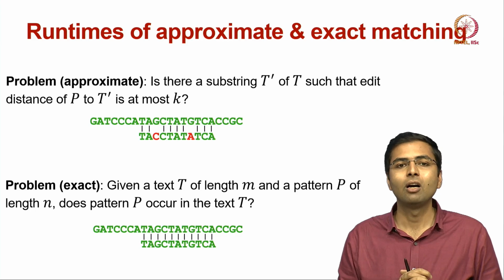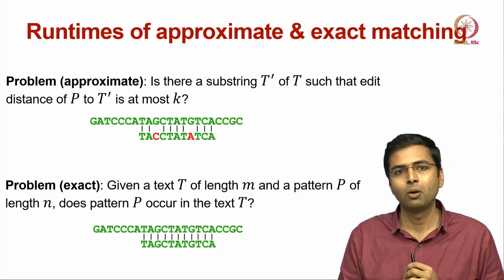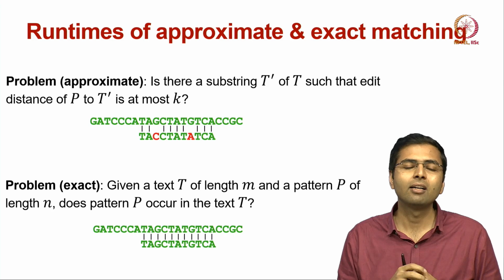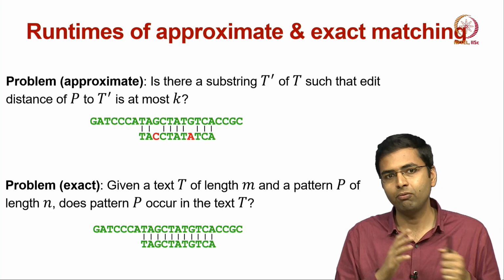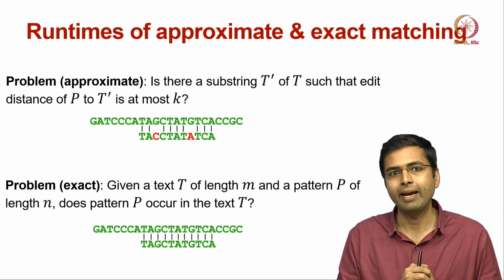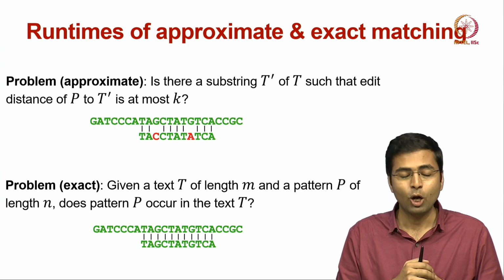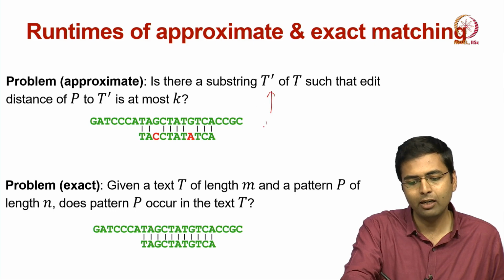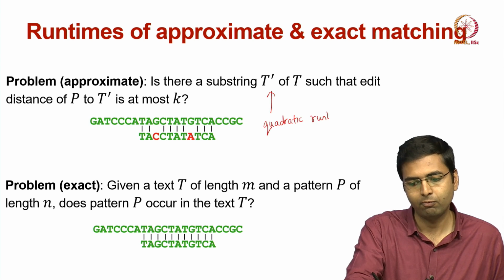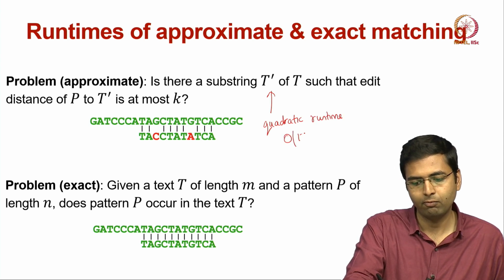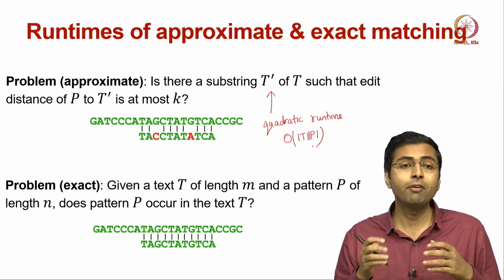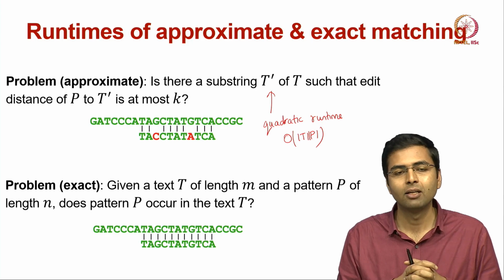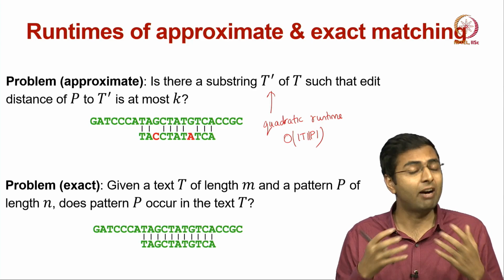Now, intuitively, how will these heuristics work? Well, if you think about it, we have looked at two ways of doing pattern matching. One is approximate and one is exact. What we have found so far is that in approximate matching, all these methods required quadratic runtime. Whereas, when we were discussing the exact pattern matching problems, we were able to solve these problems much faster.